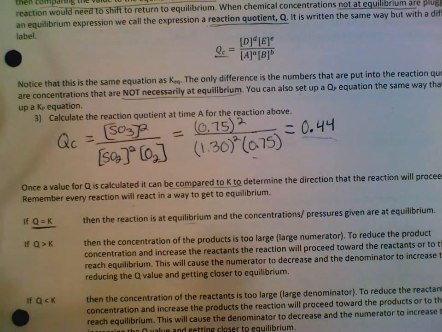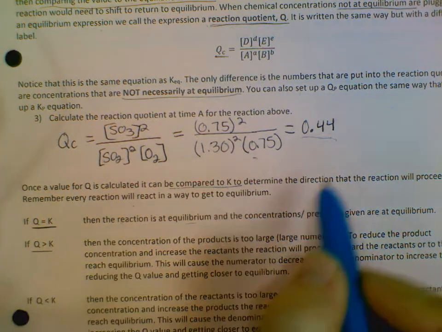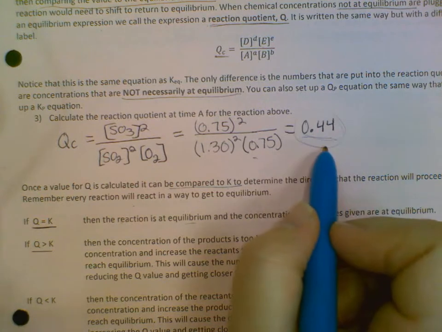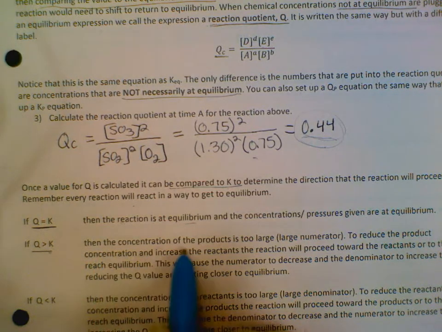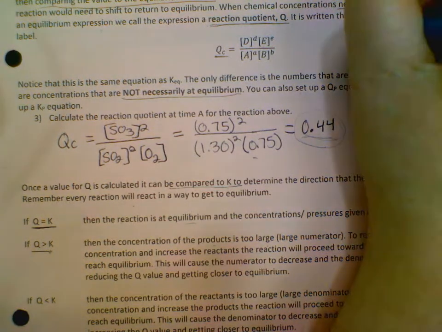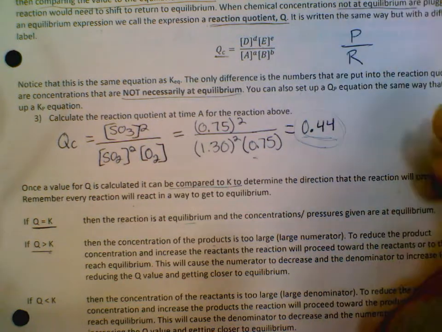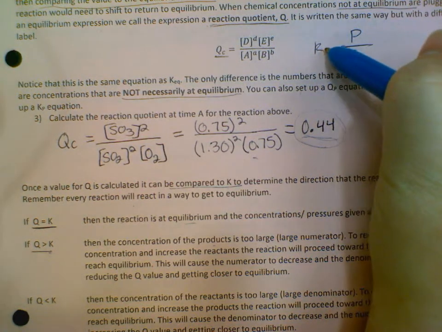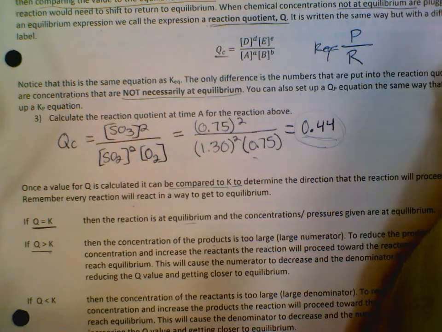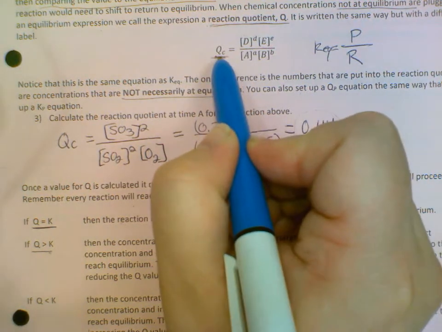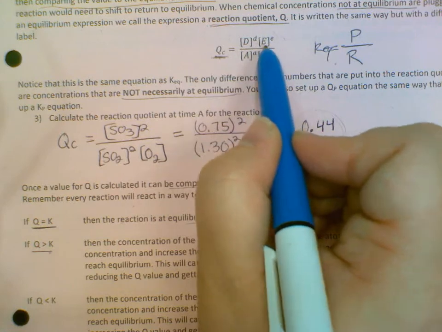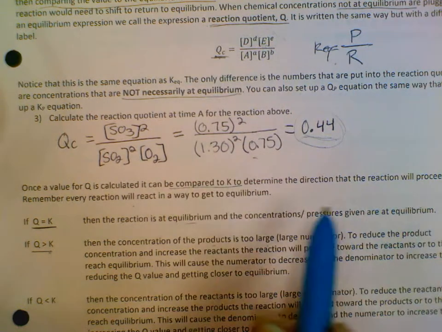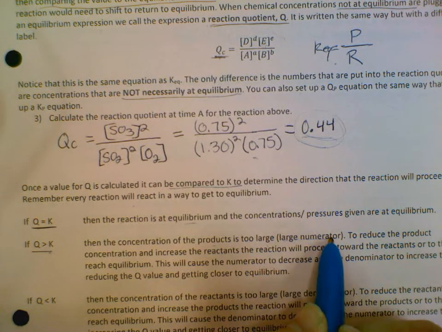Okay. If Q is greater than K, if the value you get here is greater than your equilibrium expression, then the concentration of the products is too large. Remember, this is products over reactants. So it's saying that if your Q value here is bigger than your K value, then you have too much stuff on the top. You have too many products. So you have a large numerator.